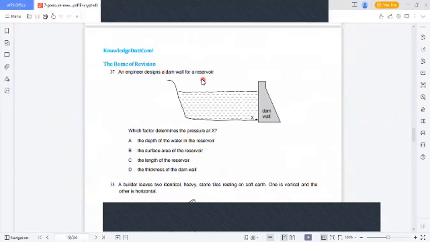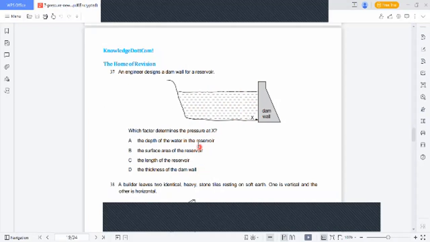Okay. An engineer designs a dam wall for a reservoir like this. Dam wall is here, and here is a reservoir. Which factor determines the pressure at X? Okay, here is the point X. Now it states which thing is going to determine the pressure. The options are: weight and area, the depth of the water in the reservoir, the surface area of the reservoir, the length of the reservoir, the thickness of the dam wall.